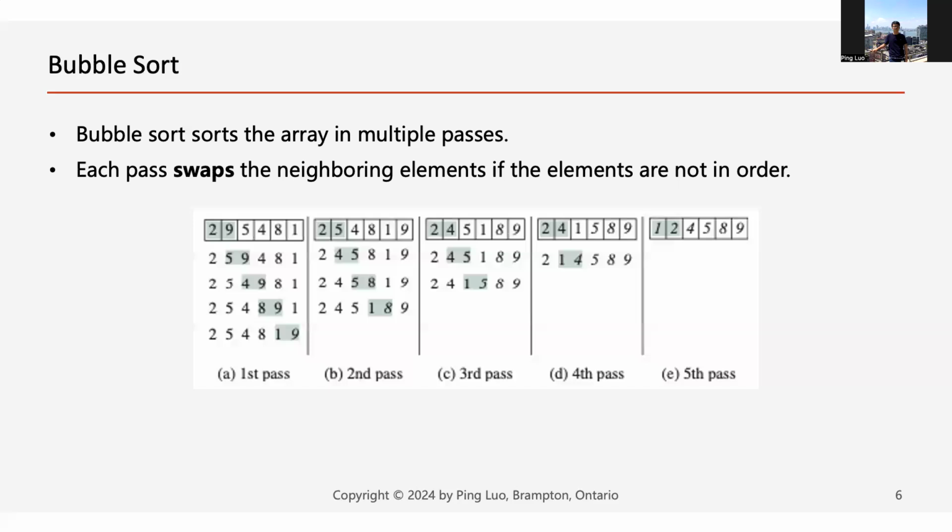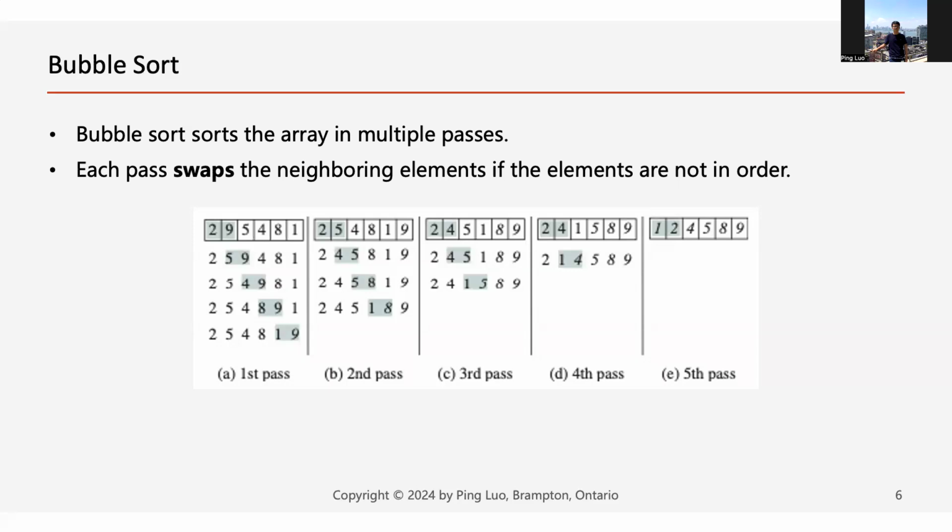4 is smaller than 9, so we swap 4 and 9. 8 is smaller than 9, so we swap 8 and 9. And of course, 1 is smaller than 9, so we swap it. You can see after the swap, it's possible that 4 is smaller than 5, but they are not in the correct order. But we don't care about it. We just traverse all the numbers and do the swap for the neighboring numbers.